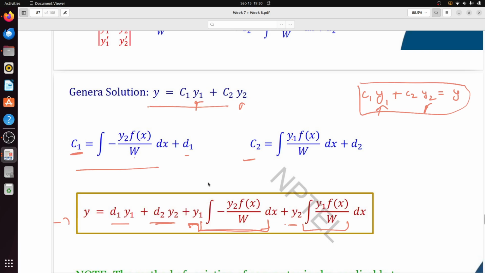So we will also solve one variation of parameters problem. There is one typo here, it will be the general solution. Okay, it is just the general solution.